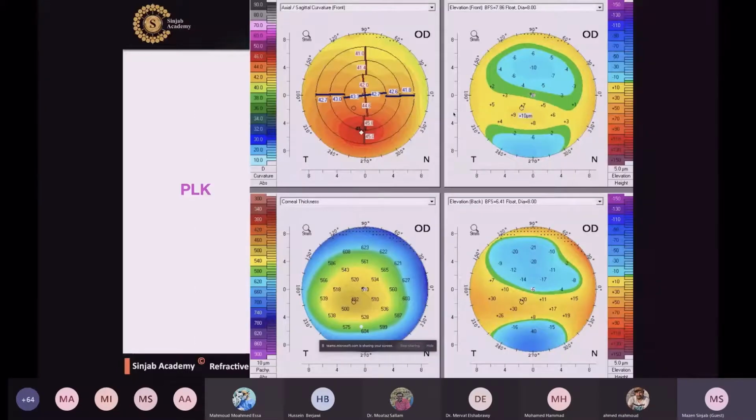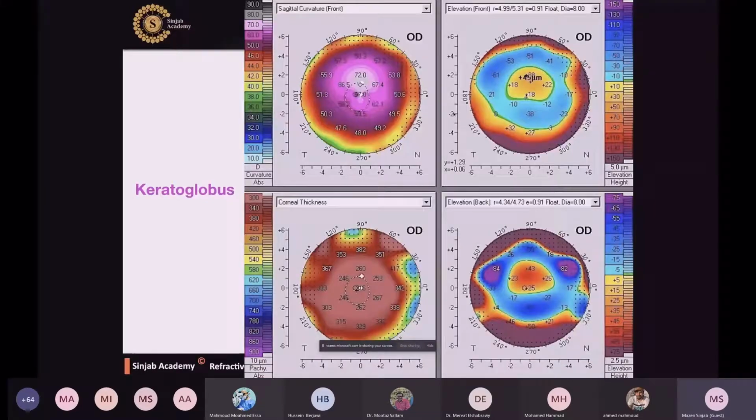This is PLK, which is pellucid-like keratoconus. We find crab claw on the anterior curvature map, but there is no bell shape on the thickness map. This is keratoglobus, thinning all over the cornea, and steepness all over the cornea. Steepness and thinning.